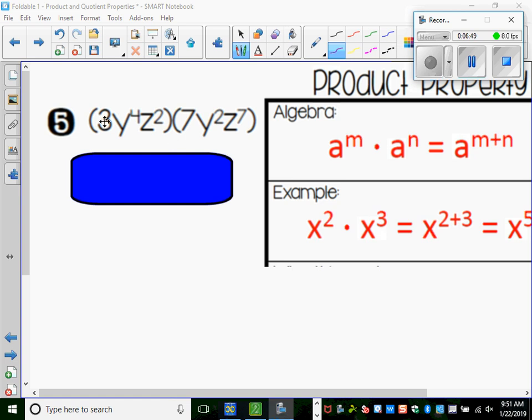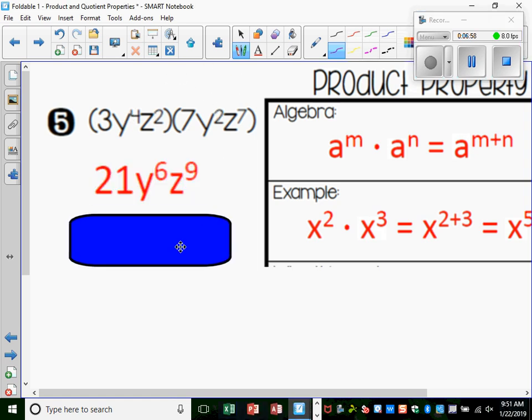All right, so we're going to multiply 3 times 7. We know that's 21. And then our y's to our y's, that'll give us 6. Our z's to our z's, that will give us 9. So we have 21, y to the 6th, z to the 9th.